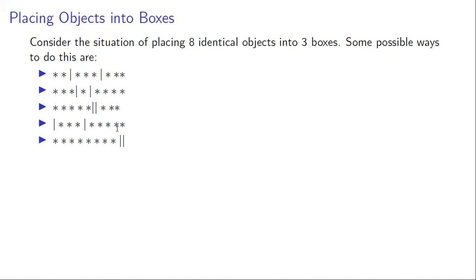Here's another possibility. Forgot about this one. Maybe I put all 8 into the first box, and then the middle box is empty and the last box is empty. That's also possible. So we can ask the question, in how many ways can this be done? In how many ways can I take these 8 objects and put them into 3 boxes? And keep in mind, it's possible that some boxes will end up with nothing inside them. Like here, or like here, there's nothing inside the first box, or here, there's nothing inside the middle nor the last box. So those are all possibilities. So in how many different ways can this be done?